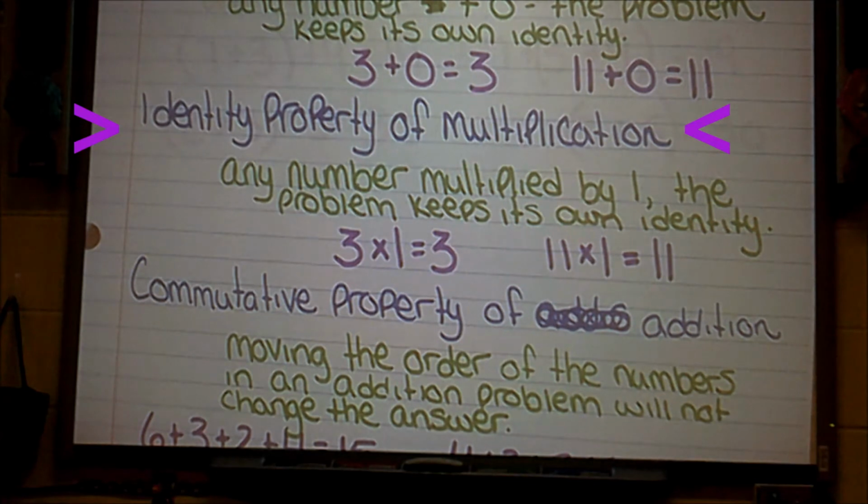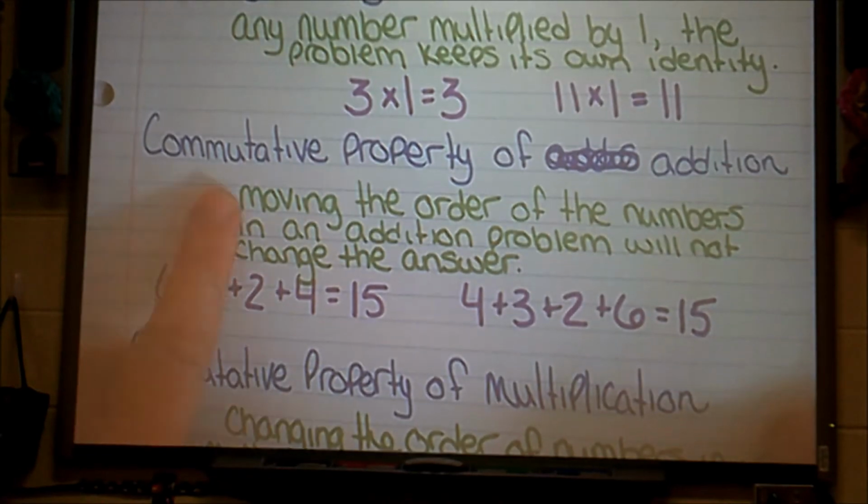The way I remember my identity property is that it's like looking in the mirror. You do something to it, you style your hair, you add a bunch of makeup, but you are still you. So 3 times 1 is 3, 11 times 1 is 11, triangle times 1 is still triangle.